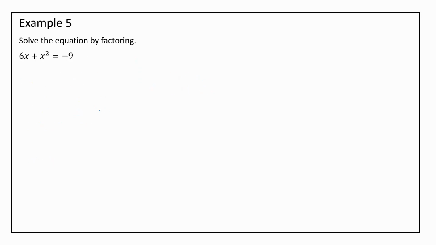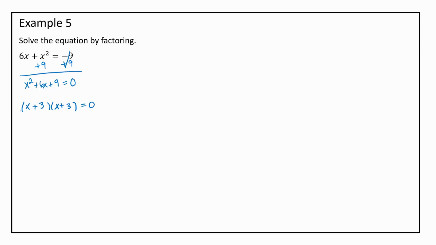One more, and so this one we have a step to do before we factor, because in order to factor we want everything to be on one side. So we actually need to add this 9 over to the left and get x squared plus 6x plus 9 equals 0. As I rewrote it, I put it in the order I wanted it to be, because x squared needs to split into x and x, and 9 needs to split into what multiplies to get 9 and adds to get 6, so 3 and 3.